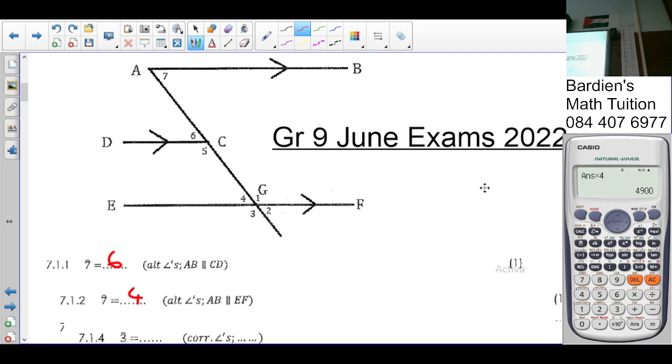Then number 3 is corresponding to. Here's number 3. The corresponding angle is the F. So 3 is corresponding to 5. You will agree with that? However, when you use corresponding, alternate, or co-interior, you must say which lines are parallel. So here, we got DC is parallel to EF.